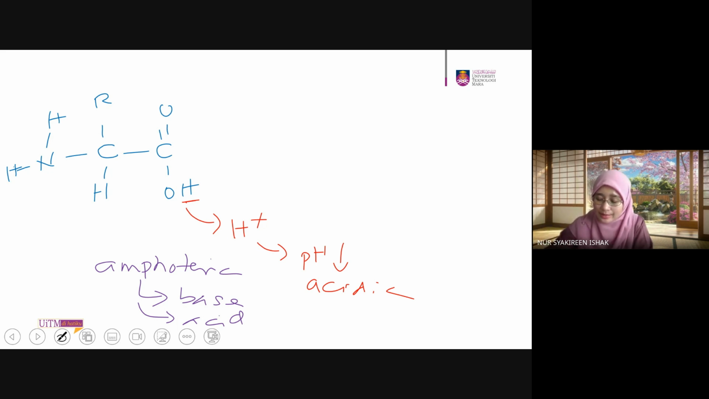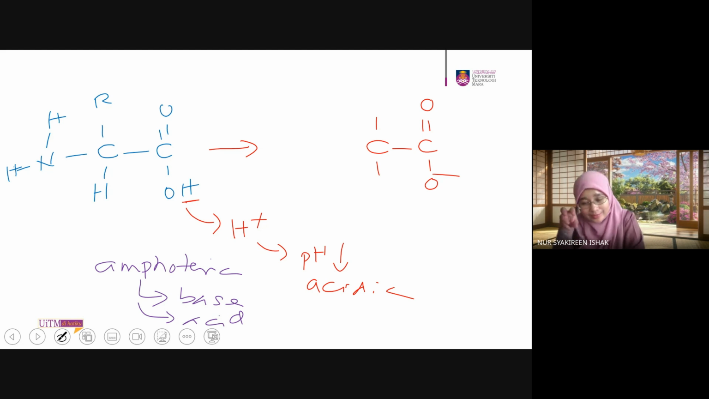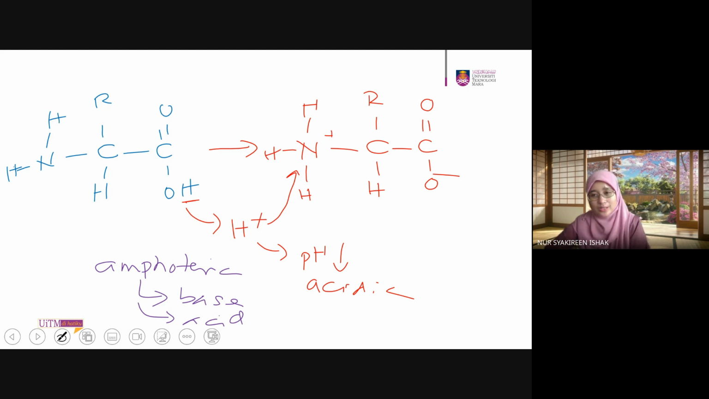Okay, so what happened is that this hydrogen ion, when it is released, the molecule will become like this. It has a negative charge. The O releases the hydrogen ion into the solution, so the oxygen will be negatively charged because it loses a proton. And then the hydrogen ion here will be accepted by the amino group. So therefore, the amino group will accept the proton and become positively charged. Okay, so this is when this amino acid has both positive and also negative charge. So this is a zwitterion that has both positive and negative charge.